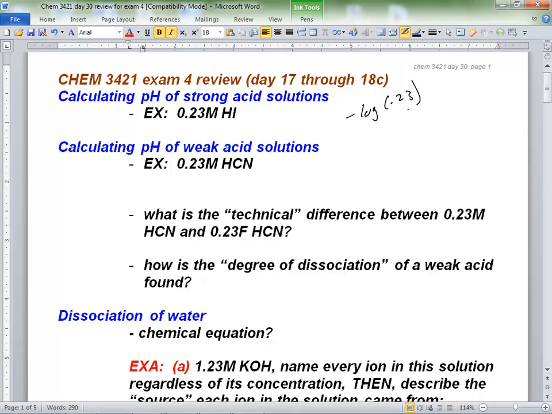What about calculating the pH of weak acid solutions? Ice table. You got to know what? What do I have to give you? I have to give you the Ka, right? So you make an ice table.